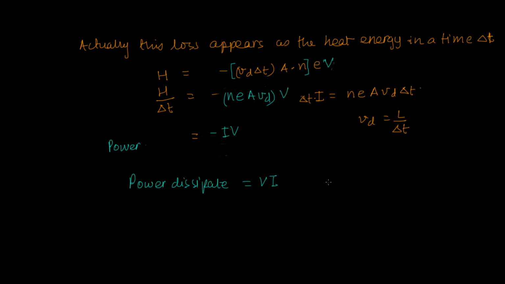And we know that by Ohm's law, V is equal to IR. If I replace V by IR, then it becomes I squared R. And I know that I is equal to V by R, so it can also be written as V squared upon R. Okay? And that's that.